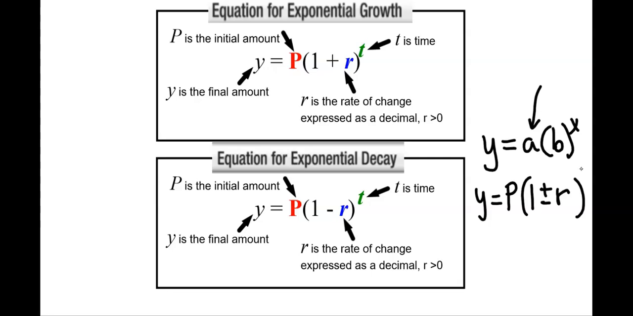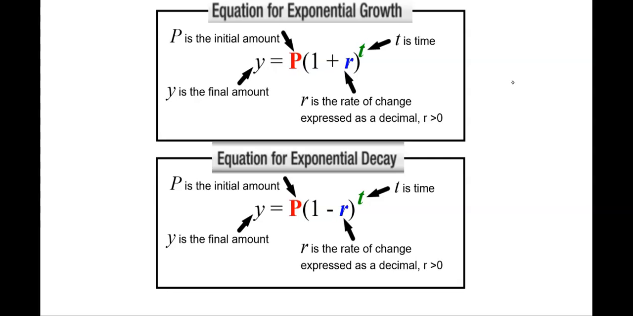And the length of time is generally our variable or our X value. And that's why we represent it with the letter T. So P for the initial amount, R for the rate of change, and T for time.